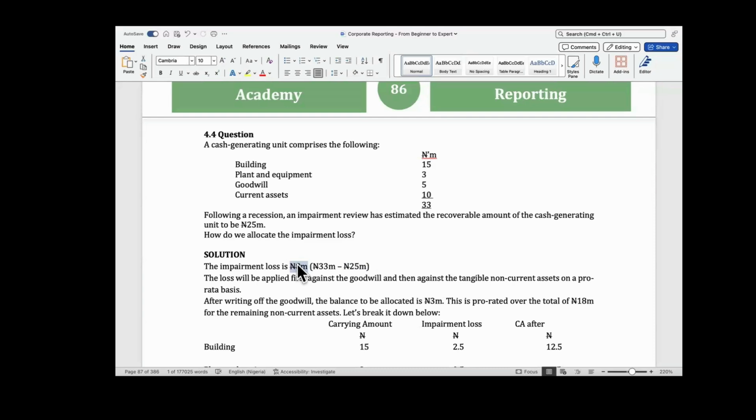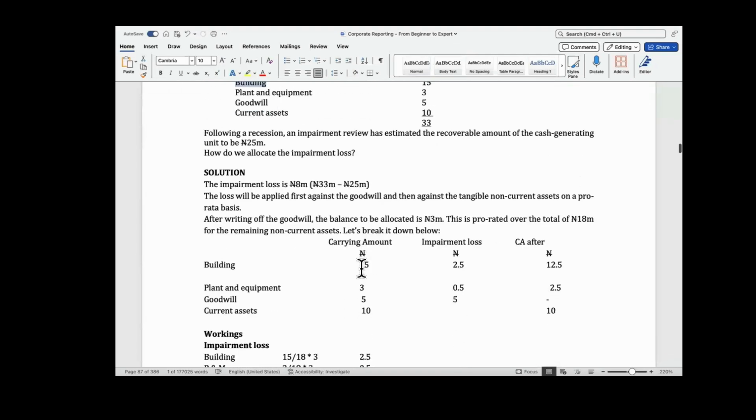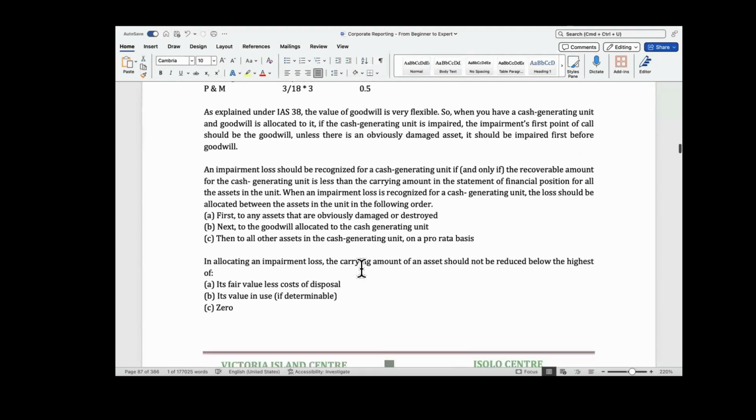Okay, so this 8 million, like I mentioned earlier, belongs to this group of assets. And in your books, building is separate, plant is separate. So you need to find a way to allocate this 8 million to these assets individually. So how do we do that? There's an order here.